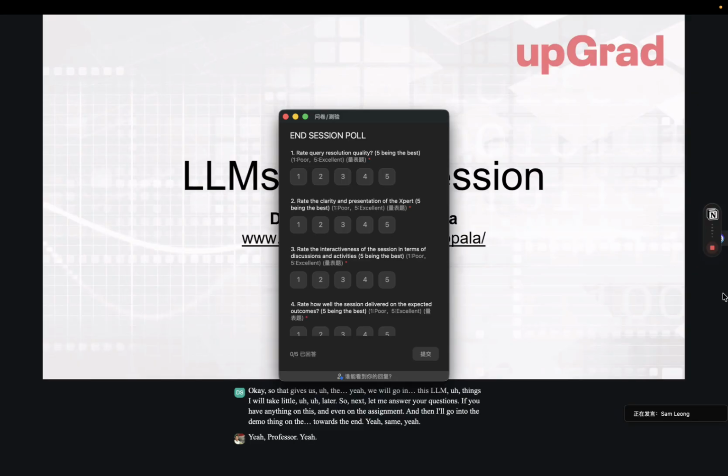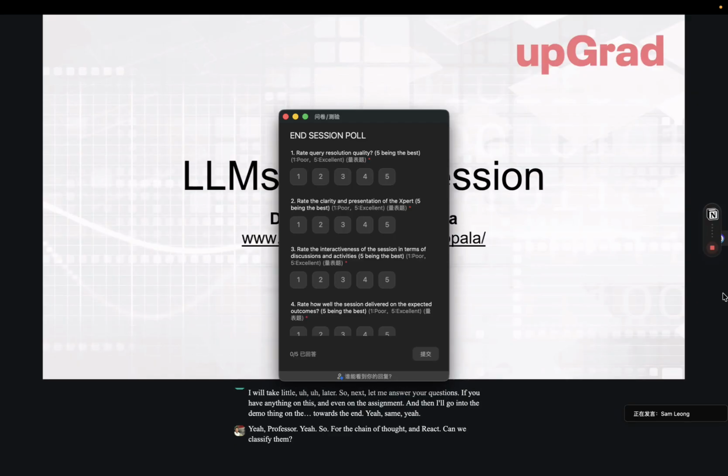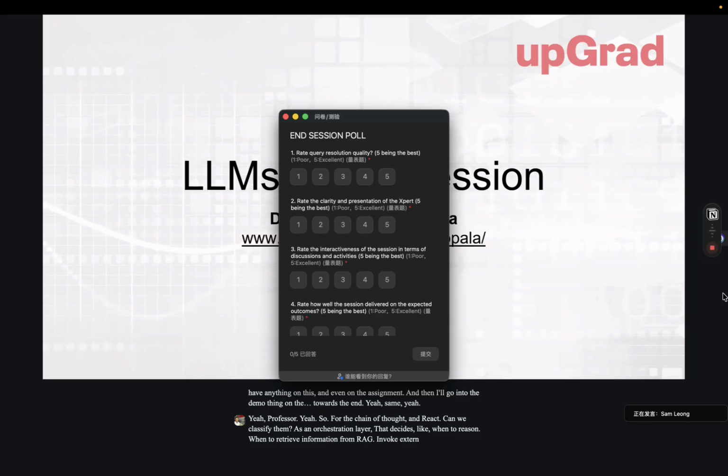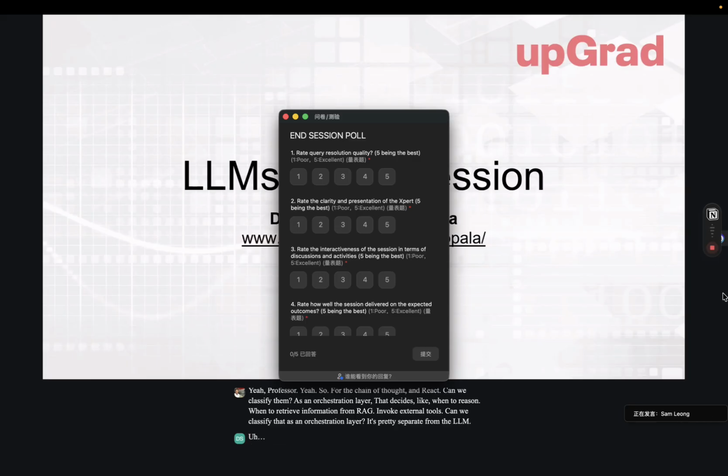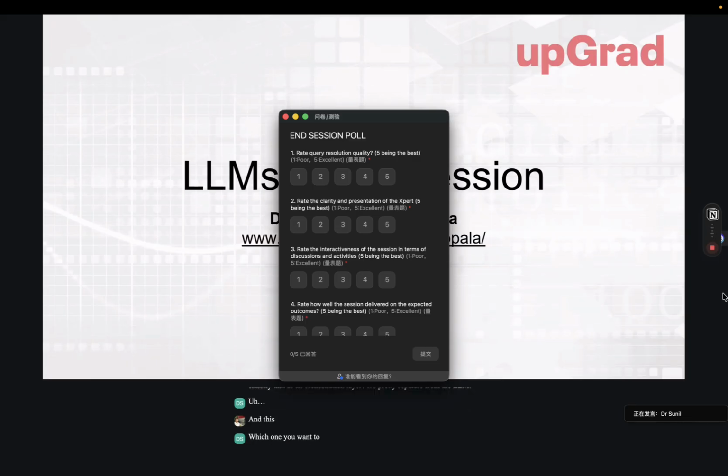Yeah, Professor. For chain of thought and ReAct, can we classify them as an orchestration layer that decides when to reason, when to retrieve information from RAG, and invoke external tools? Can we classify them as an orchestration layer, pretty separate from the LLM? Is it for ReAct you are talking? ReAct, chain of thought, and RAG.